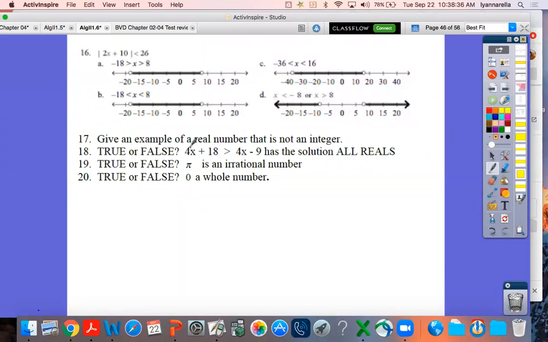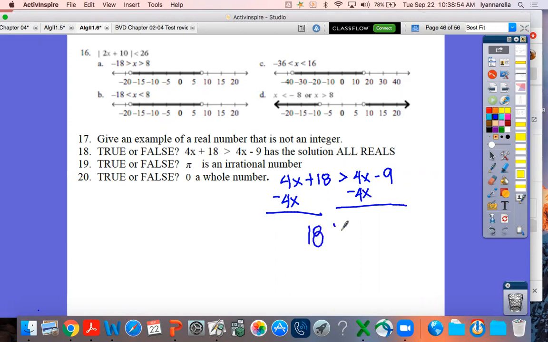True or false? 4x plus 18 is greater than 4x minus 9 has an all real solution. Well, let's work it out. 4x plus 18 is greater than 4x minus 9. So what if I subtracted 4x from both sides? Well, you can see the 4x's go away, so I'm left with 18 is greater than -9. And that's true. Positives are greater than negatives. So if it's true, then the solution set is all reals.